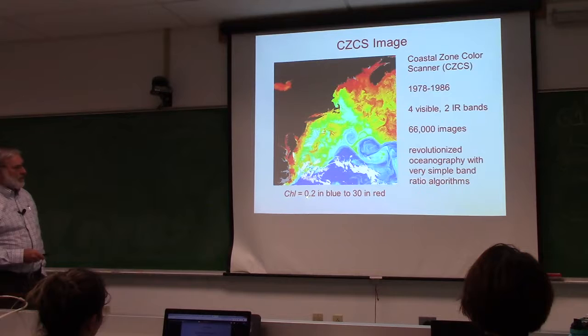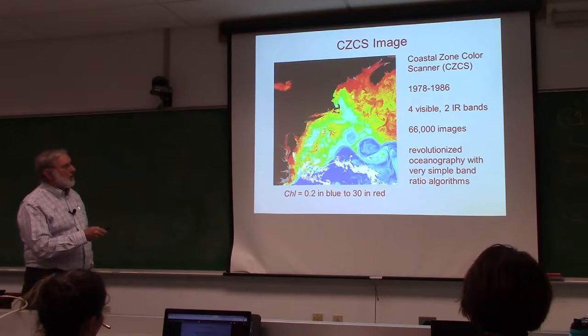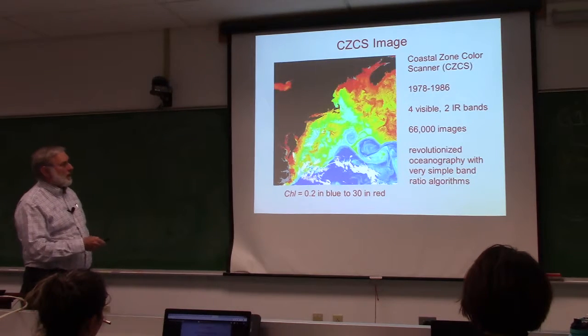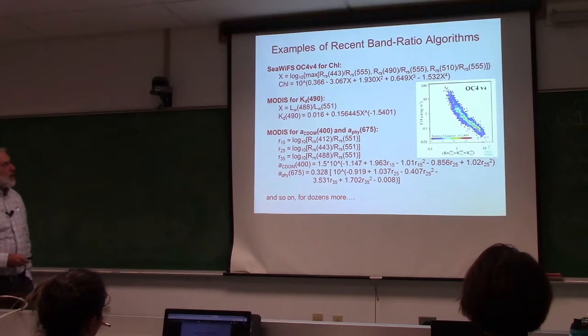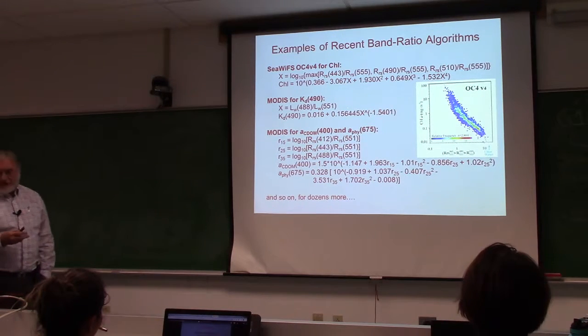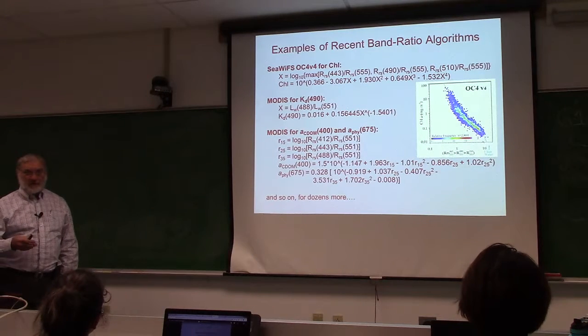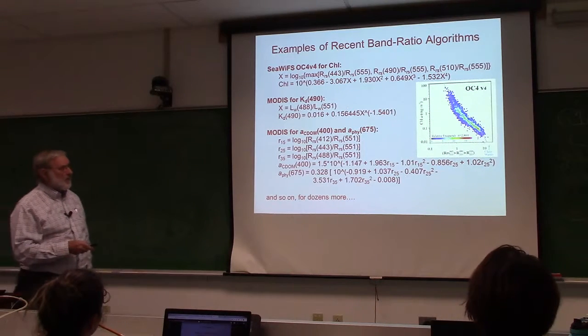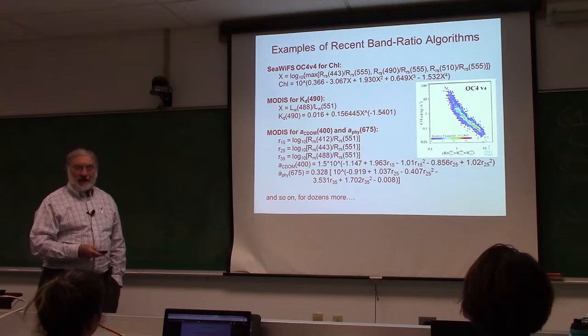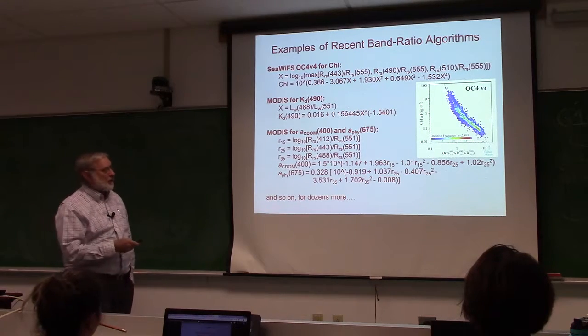So here chlorophyll is from 0.2 in the blue to 30 in the red. So of course along the coastal areas is generally where you have the high chlorophyll, but not necessarily. Okay, so enough said. So here's an example of a bunch of more recent band ratio algorithms. And all that's happened is people have gotten more and more data sets and they fit fancier curves through it.